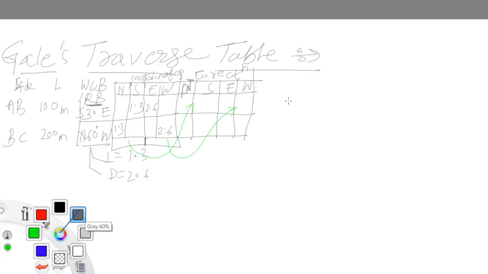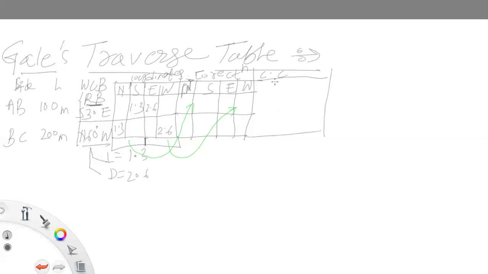After applying the corrections, what will you get? You will get the corrected coordinates, and again you will have the four columns, 1, 2, 3, and 4. Again, north, south, east, and west. From those corrected coordinates, you can find your corrected lengths, that is LAB, LBC, and so on.